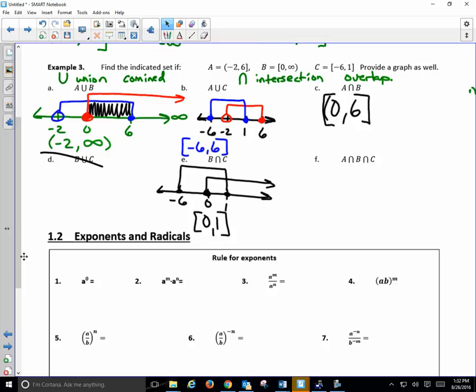Yes? If we added in C as well from -6 to +1, I'm sorry, if we added in A from -2 to +6, would that change our answer? Again, we're looking at the overlap between all three. It would still just be within this region here, correct? It would be from 0 to 1.